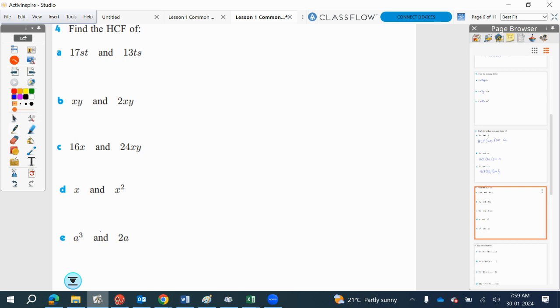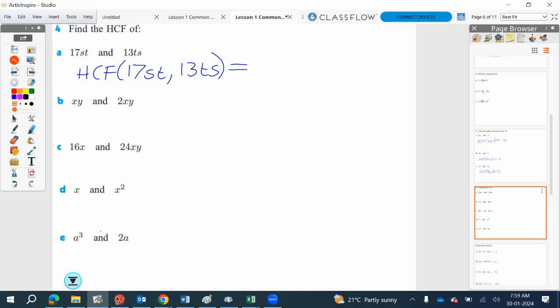Okay, so it gets a little bit more challenging on this one. We need to find out what the highest common factor of 17st and 13ts is equal to. So this is a function. Make sure you write it like this. We're putting two expressions into this function and out comes an answer.